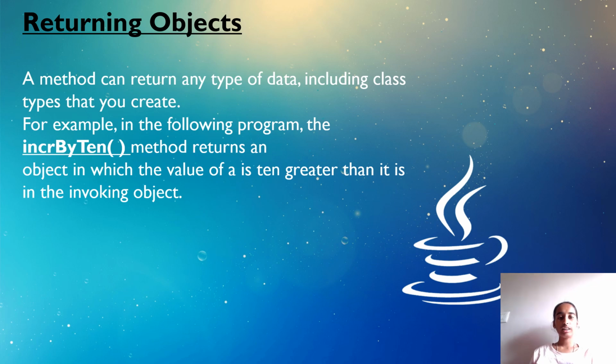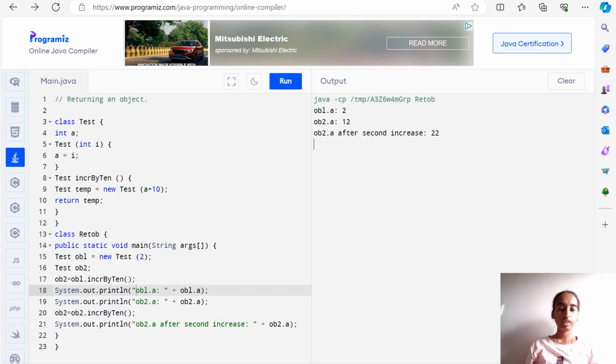Let us move on with returning objects with a simple example, increase by 10. A method can return any type of data, including class types that you create. For example, in the following program, the increase by 10 method returns an object in which the value of A is 10 greater than it is in the invoking object.